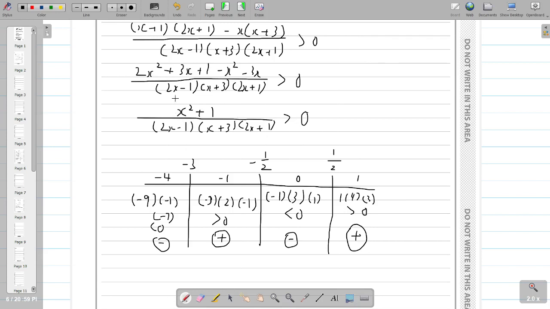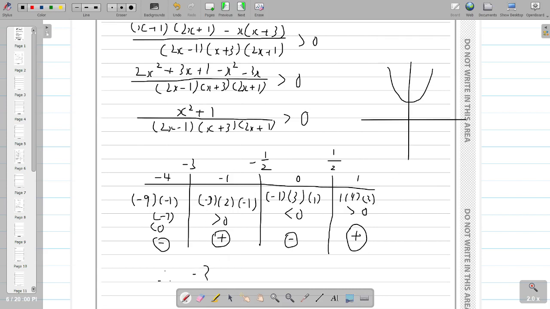So the only regions that make the denominator positive are this and this. So our answers are going to be those ranges, because this top is always positive no matter what, because x squared plus 1's graph looks like this. No matter what x you plug in, it's going to be positive. So we just care about which values of x make the denominator positive, so the overall fraction is still positive. And we find that the only ranges that make the denominator positive are these particular ranges.